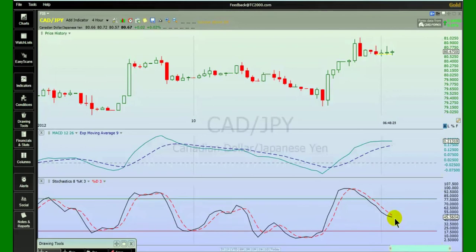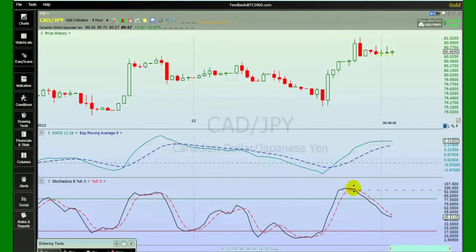We can also say that the stochastic 8.3.3 on the hourly chart is almost equal to the MACD 12.26.9 on the 15-minute chart, ratio 1 to 4. This is a pure observation made by stochasticmacd.com. All right. So now we are on the 4-hour chart.